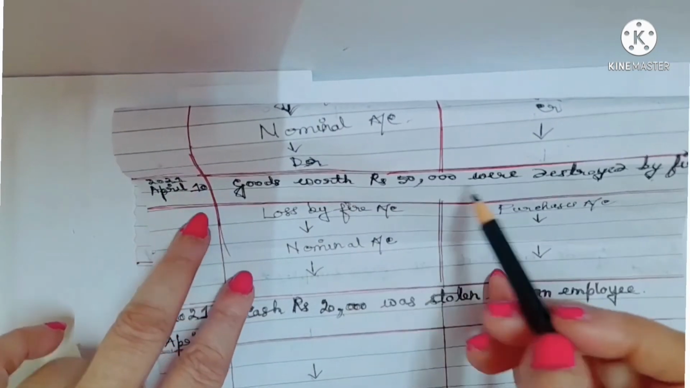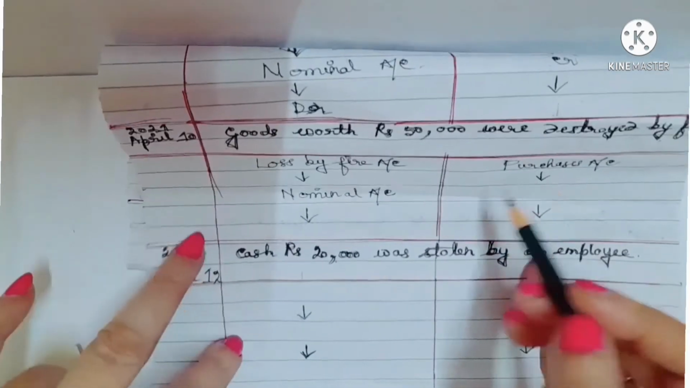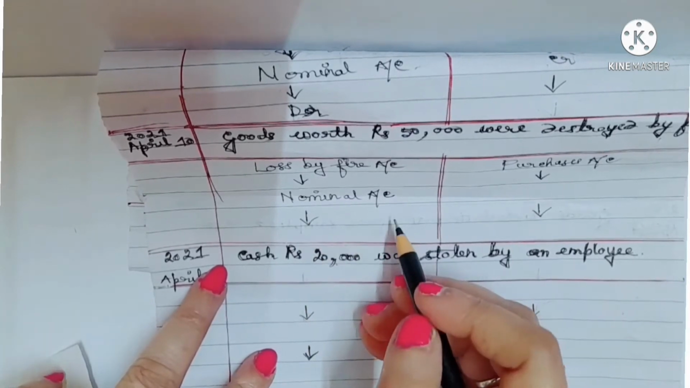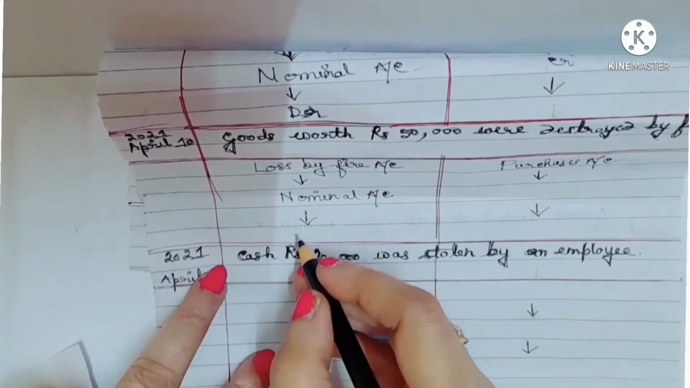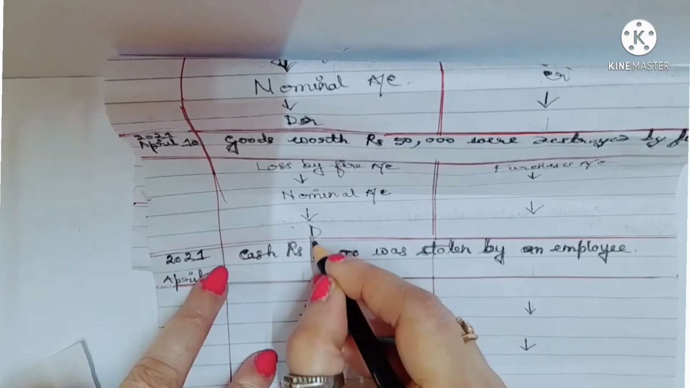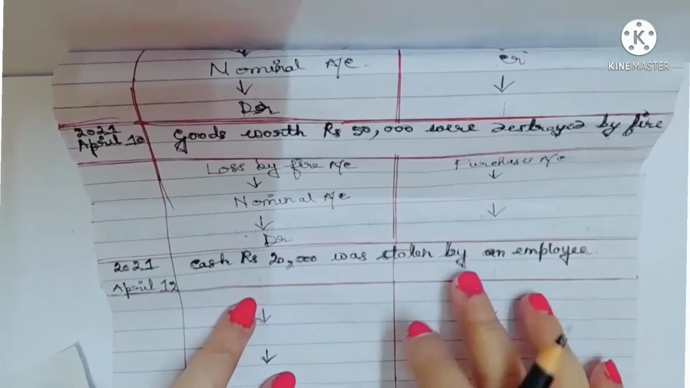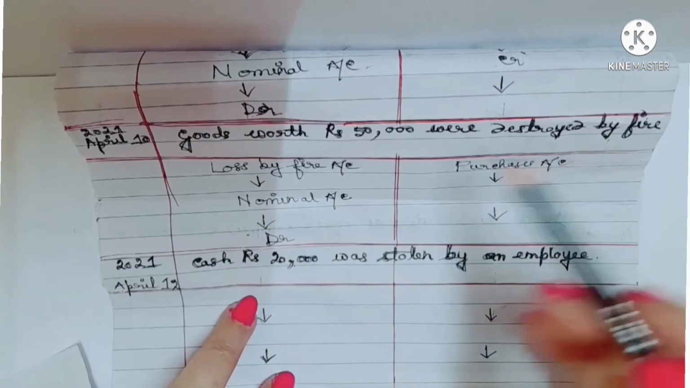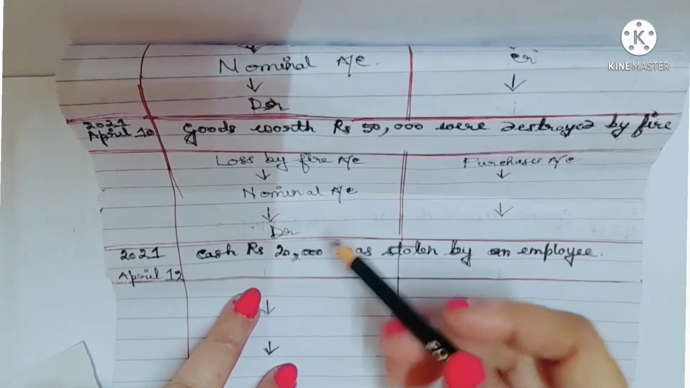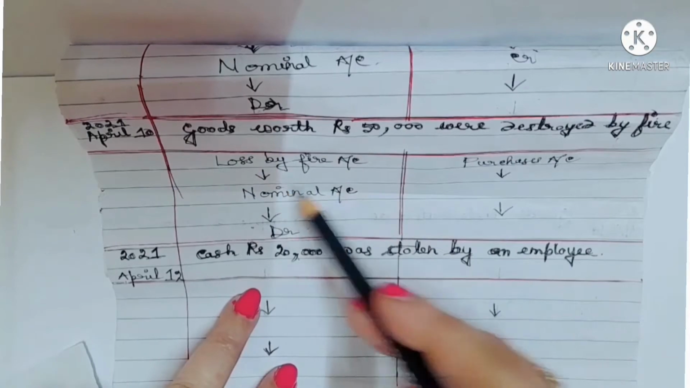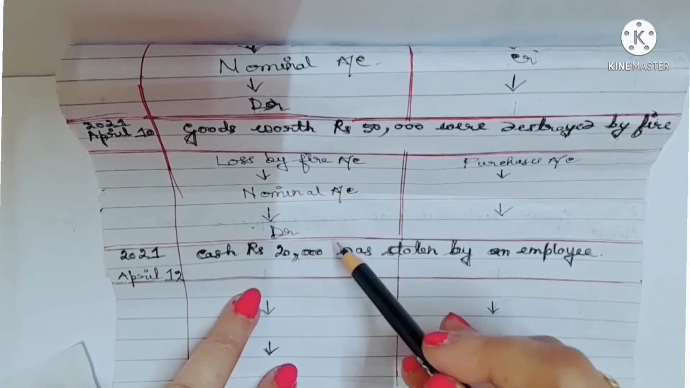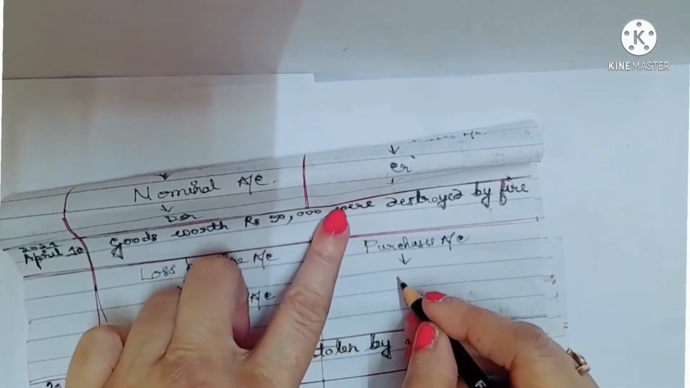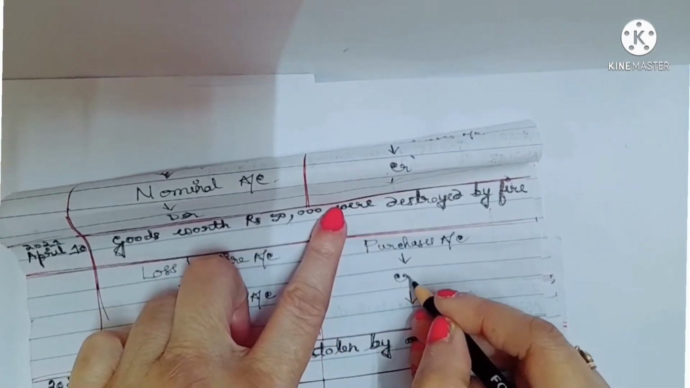Goods worth rupees 50,000 were destroyed by fire. According to nominal account, all losses and expenses are debited. So it is a loss for the business. Loss by fire account should be debited because the goods were destroyed by fire. Purchases account should be credited. I have already given the reason, so I'm not going to repeat it.